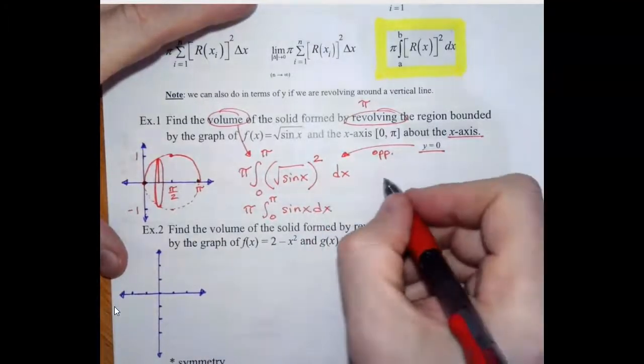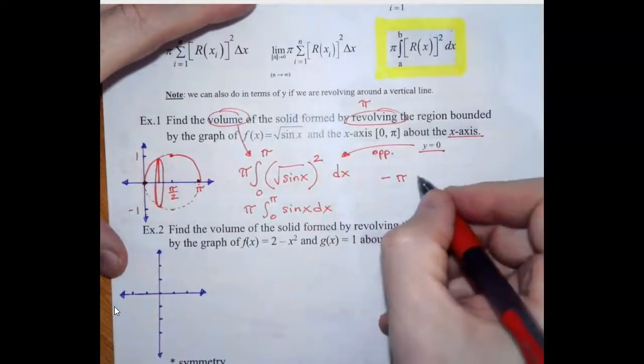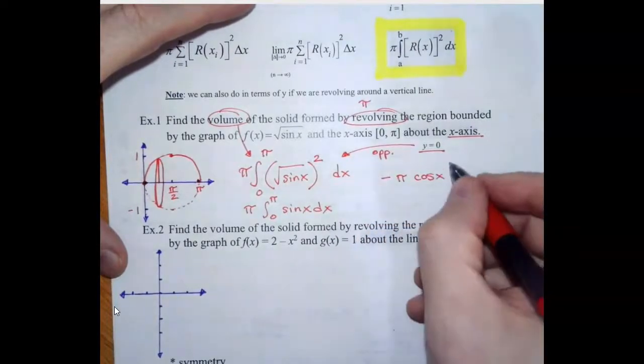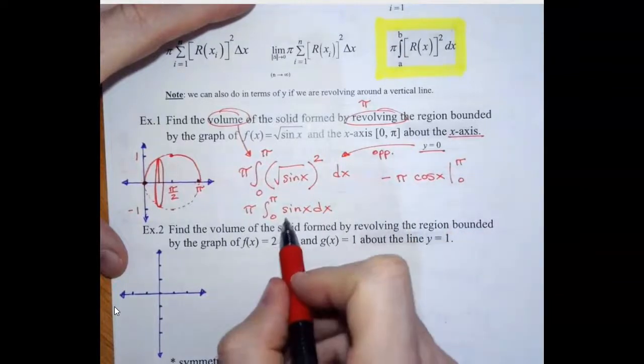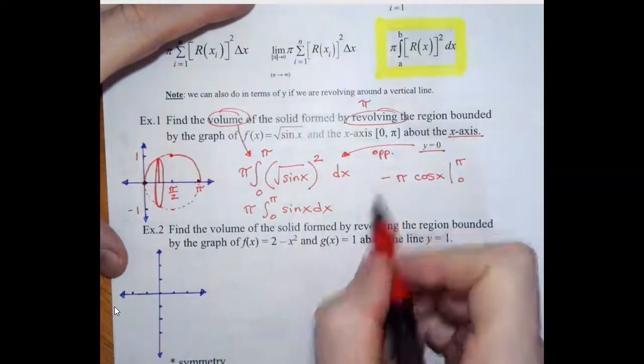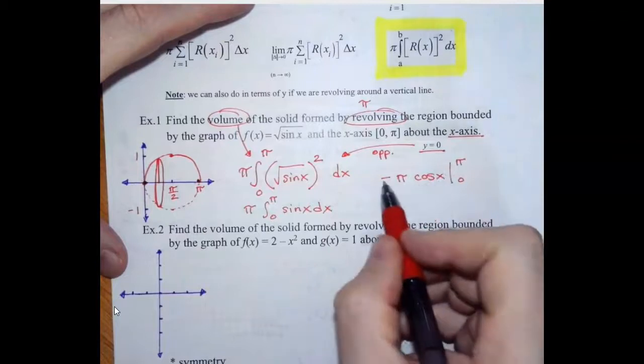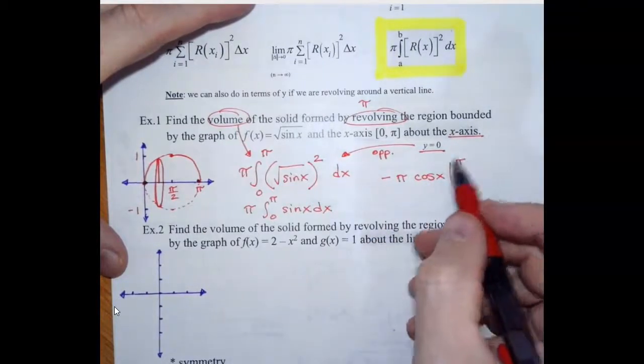So if we integrate this, that's going to be negative cosine x, because the derivative of cosine is negative sine. Since this is positive, we must have had a negative here, because a negative sign and a negative would be positive. And now we're just going to plug that in.